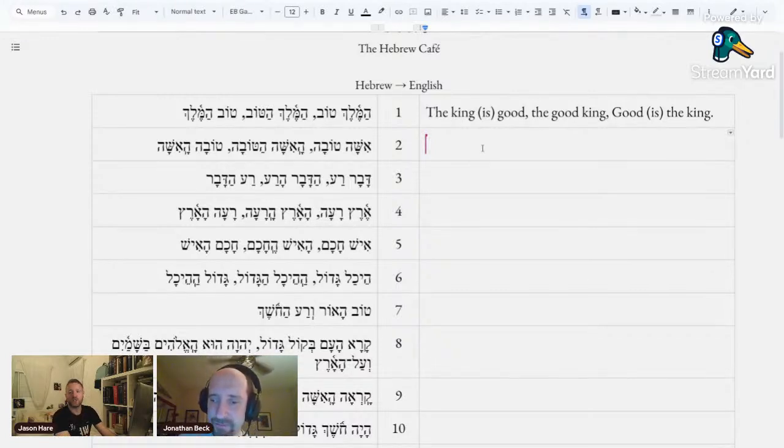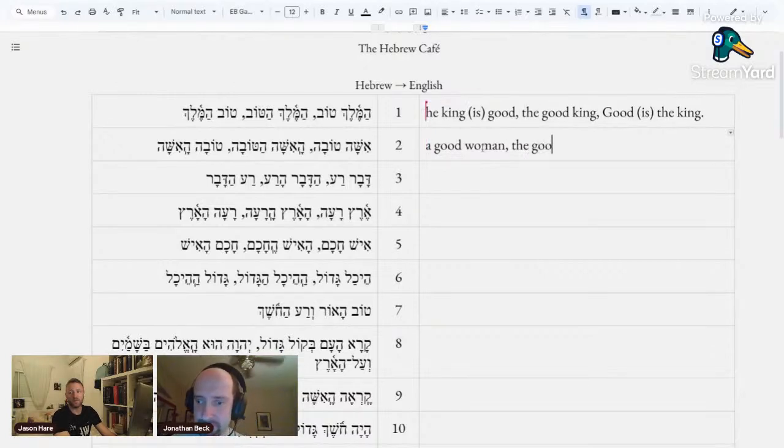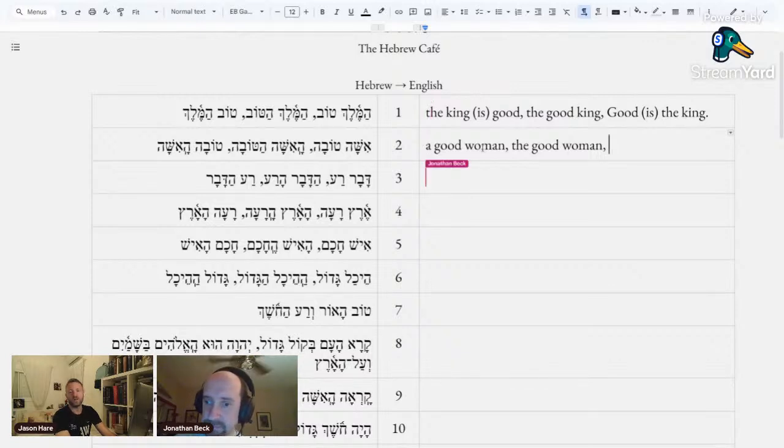Anyway, so the next one, isha tova, both of these are indefinite, so it's a good woman. We want to get rid of that big A. A good woman, it's indefinite. Ha-isha hatova, the good woman, it's the woman, the good one. And then tova ha-isha, this is actually a sentence, and it says the woman is good.